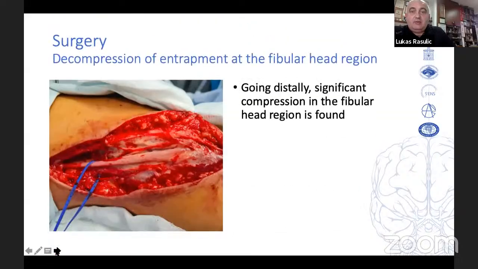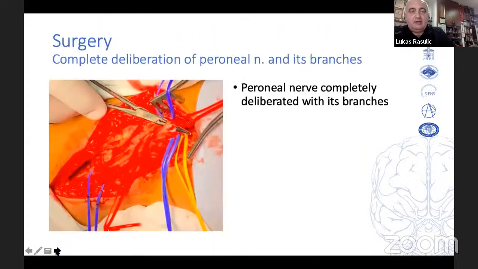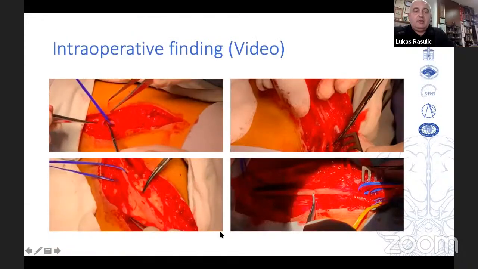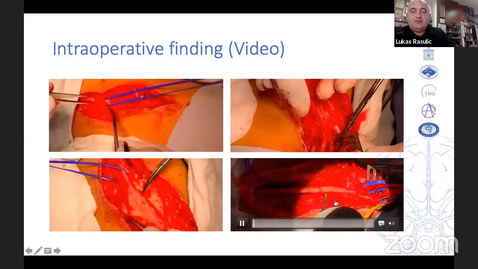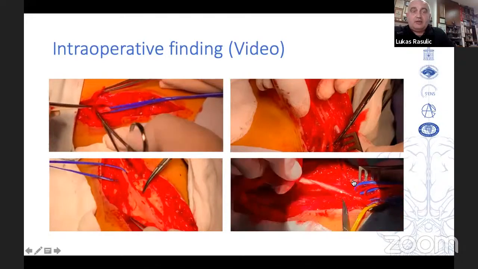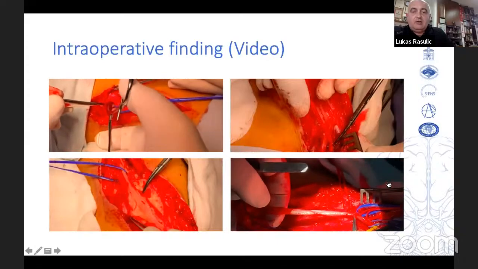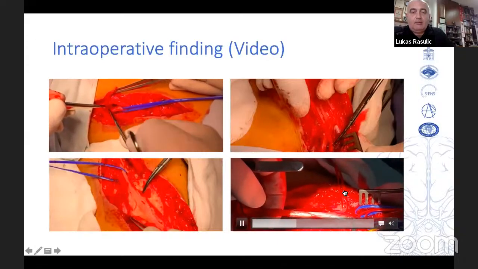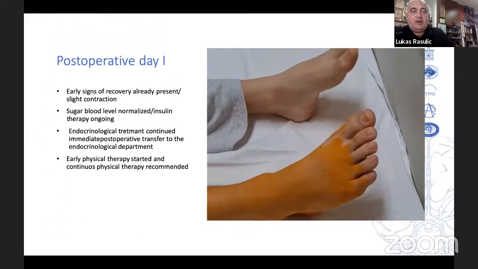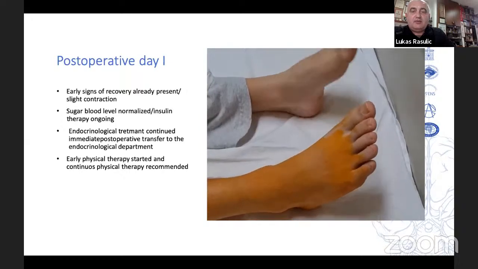decompression of the entrapment in the fibular head region, significant compression in the region of the fibular head and distally, then complete liberation of the peroneal nerve and its branches, with complete signs of compression of the peroneal nerve. And here you can already see the difference in the color of the nerve. On postoperative day 1, early signs of some kind of contraction appear.